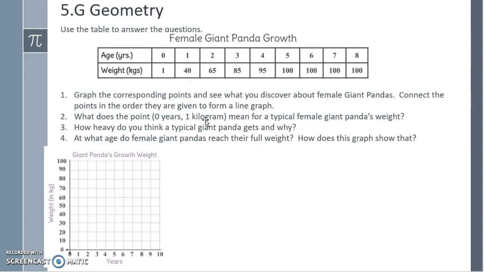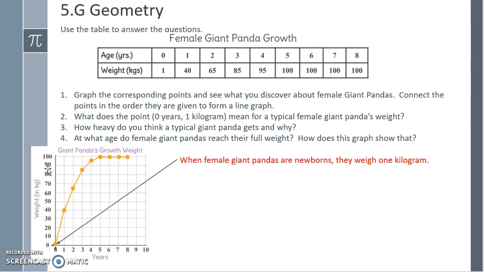Use the table to answer the questions. I have some data on the female giant panda growth, and I have a chart down here. Years is on the x-axis. Y represents the weight. Graph the corresponding points and see what you discover about female giant pandas. Connect the points in the order they are given to form a line graph.